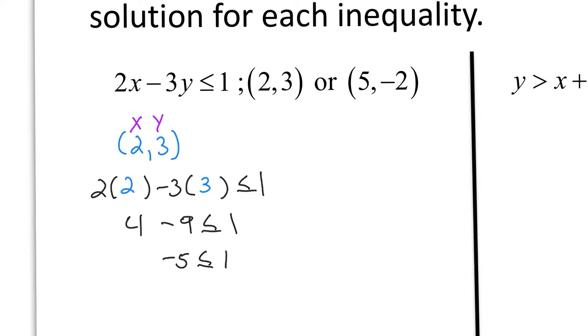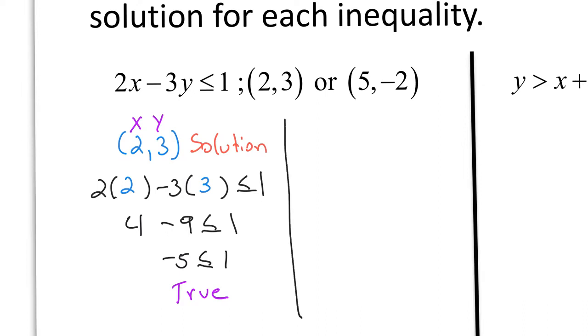So we say this inequality, negative 5 is less than or equal to 1, is true. Negative 5 is less than positive numbers. Negatives are less than the positives. So since this statement is true, we can say that 2, 3 is a solution. It is part of the shaded area.